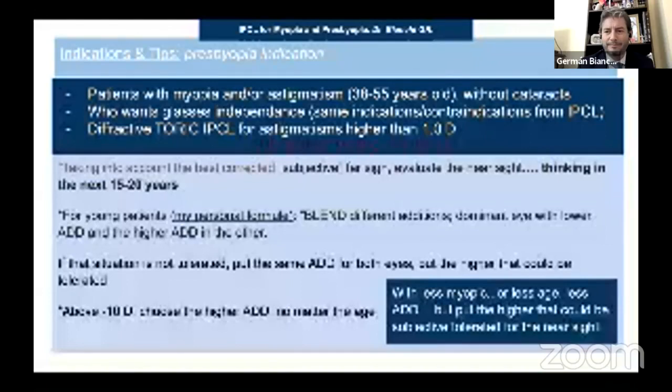If that situation is not tolerated, I put the same addition in both eyes, but the most that the patient tolerates. And when the patient has more than minus 10 diopters, I choose 3 or 3.5. You can see here the nomogram. I take into account not just the age of the patient, but also the dominant eye and non-dominant eye in option A, and also the myopia. Option B is both eyes with the same addition.